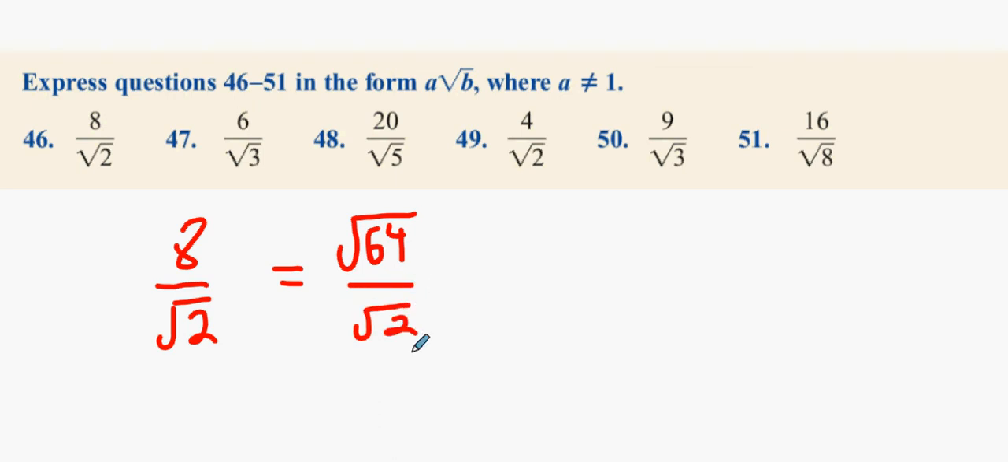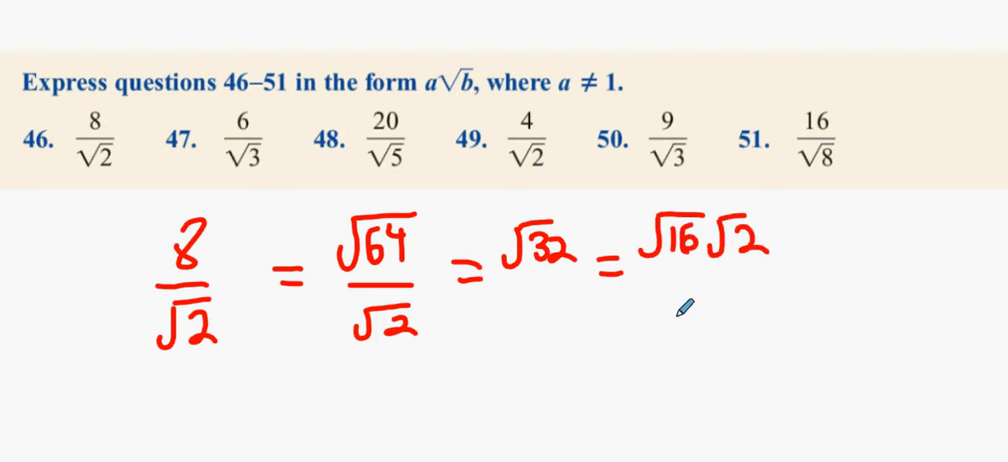What's root 64 divided by root 2? Pick one of those special numbers for me. The bigger one. 16 and 2. And then that is 4 root 2. Okay? Try another one out.